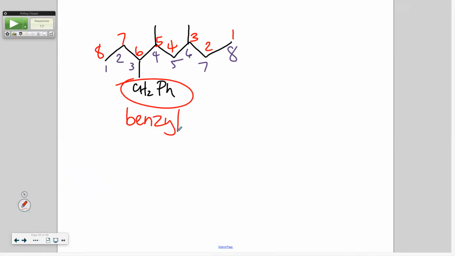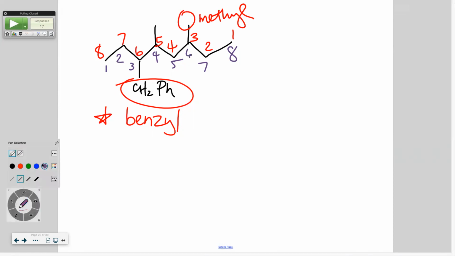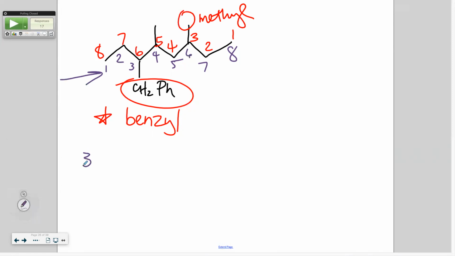It has that benzylic carbon. Remember, that's next to a benzene ring. This is called a methyl group. Now, which comes first alphabetically? This one does. So the purple group wins in this case. So what is the whole name? 3-benzyl. And then what? 4,6-dimethyl.